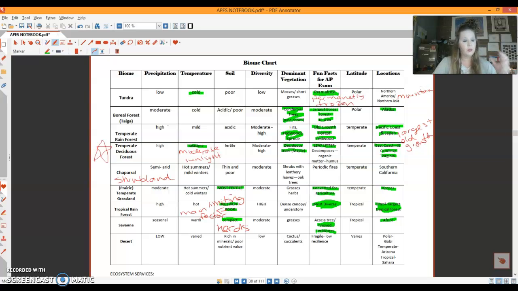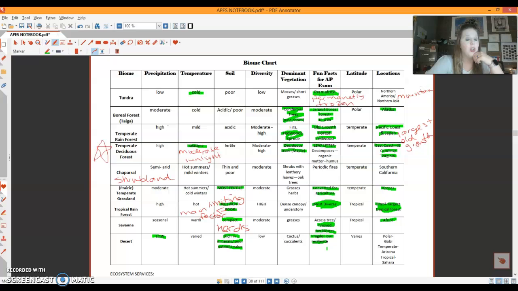All right, our last one is the hot deserts. So this is the other end of the spectrum. We started off with tundra, cold desert, so this is going to be the hot desert. All right, precipitation, low. We know that. The soil is rich in minerals but poor in nutrients. If you don't have any nutrients, you can't grow anything. So that's why you don't have a lot of plant growth in the desert. Okay, so as I said before, they're fragile ecosystems. They have low resilience, which means they cannot bounce back very easily from disturbances.